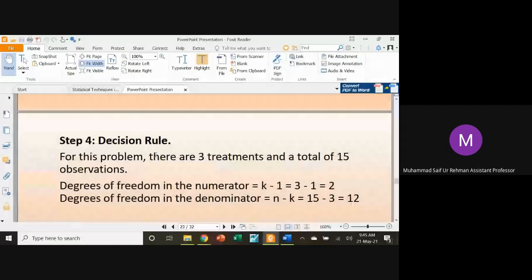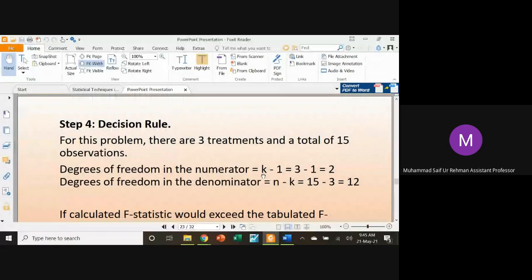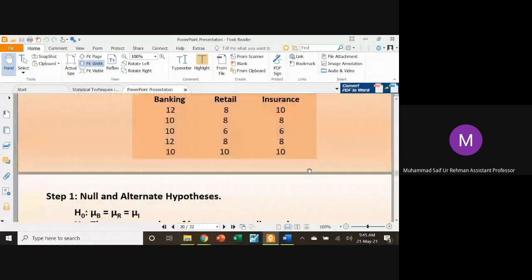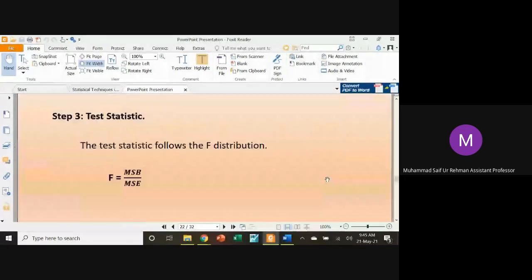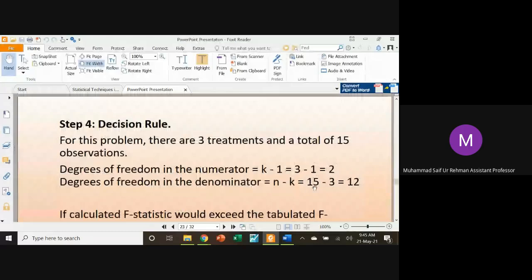Then comes decision rule. So how many treatments are there? There are 3 treatments. So k is equal to 3. 3 minus 1, this is degree of freedom, nu1 for numerator. Degree of freedom in case of denominator, n minus k. How many observations are there? There are 15 observations. You can see 1, 2, 3, and 1, 2, 3, 4, 5. 5 multiplied by 3, 15. So 15 is the number of observations, and k is the number of treatments. So 15 minus 3, the answer is 12. So this 12 is, you can say, the degree of freedom for denominator.